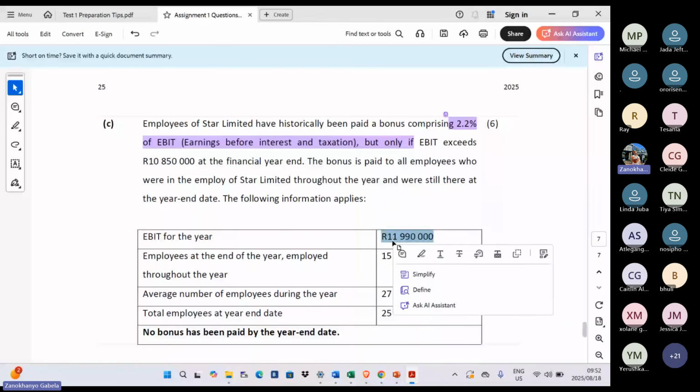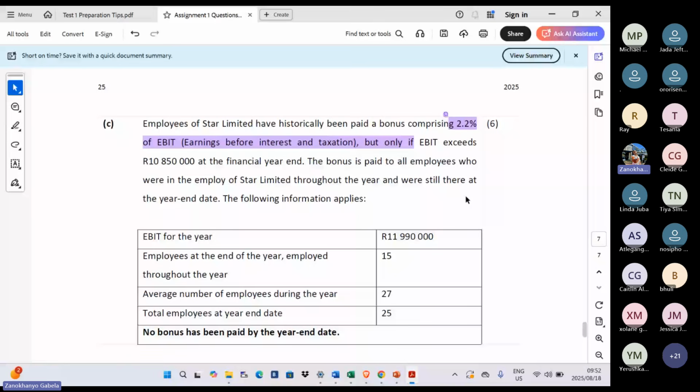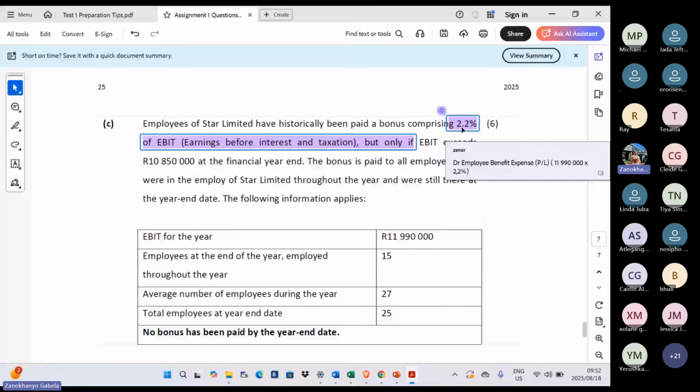So 11,990 multiplied by the 2.2% will be now your actual bonus payable. So we're going to debit employee benefit expense. Work with me there. Then we're going to credit bonus payable. What is the value? It's 11,990 multiplied by 2.2%. Lovely and simple, just like that.